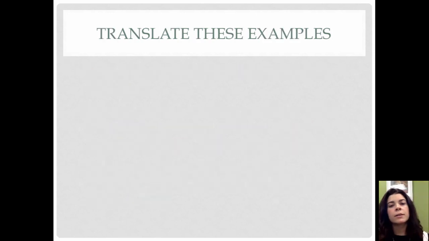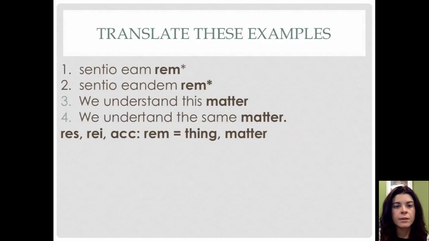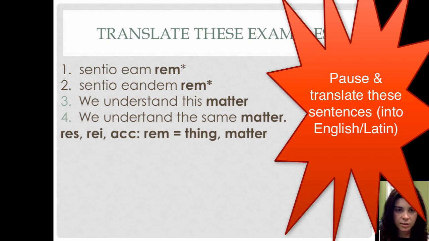So let's translate some examples. You have 4 sentences here. Sentio eam rem, sentio eandem rem. We understand this matter, and we understand the same matter. This is using vocabulary from your stage currently, but also I've given you res, rei, the accusative form rem, which means thing or matter. So take a moment, translate these either into English or into Latin, and then resume the video when you have finished to check your work.